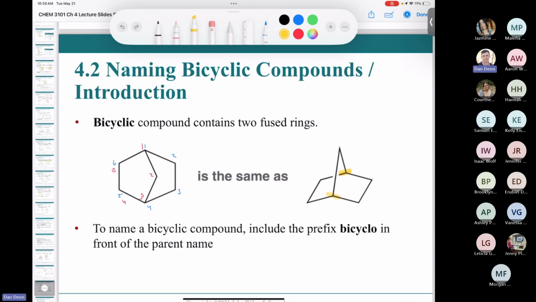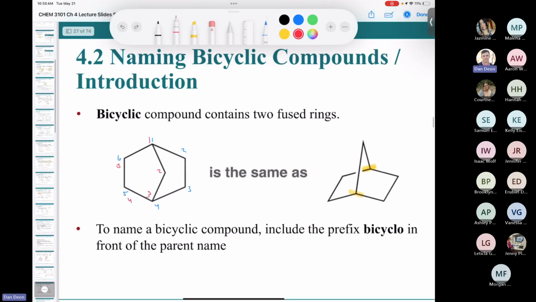You start numbering at one of those in the way that you give the first substituent the lowest possible number. There's no substituents on here, so we don't have to worry about that. So we start by numbering the longest ring, or the largest ring: 1, 2, 3, 4, 5, 6. Okay, and then we have 7. So we'll put carbon number 7 up here.